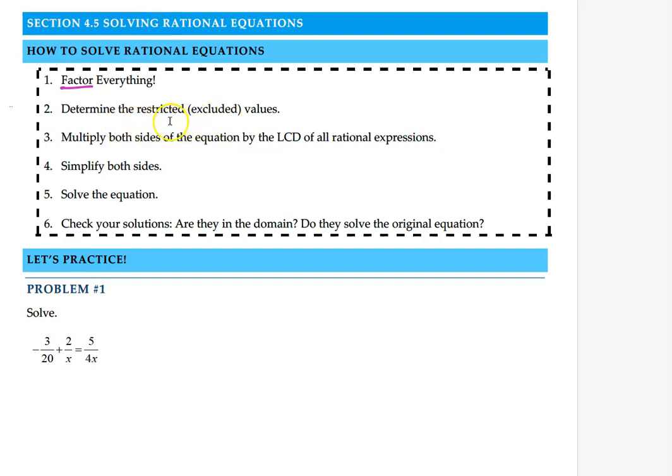Okay, so we're going to factor everything if we can, if there's anything to factor. Then we need to determine our restricted or excluded values. So let's just take a look at this one here. It's a simplified problem that we can look at to start off with. And so right now there's nothing to factor, so we are good there. But now we need to determine our restricted values. So basically we're trying to figure out, what can x not be?